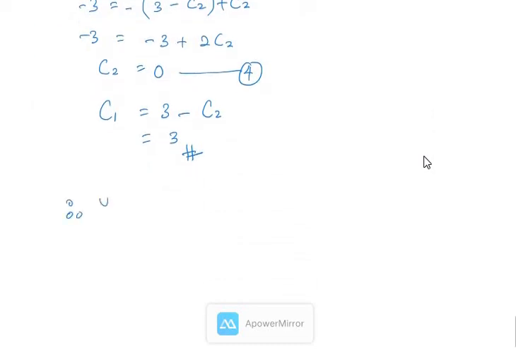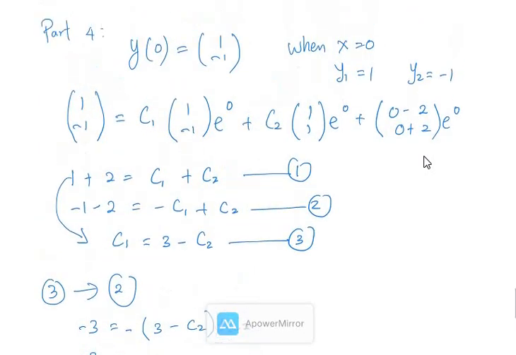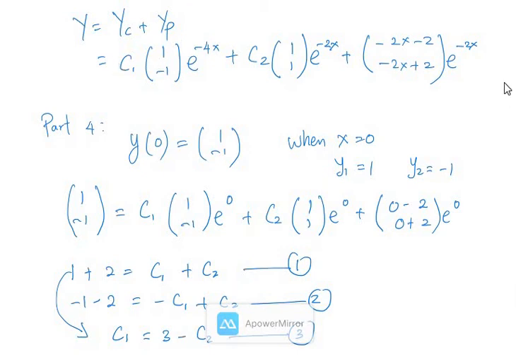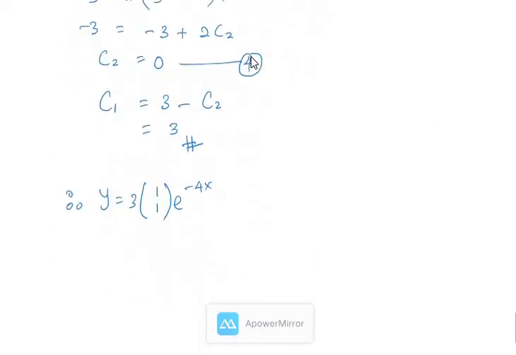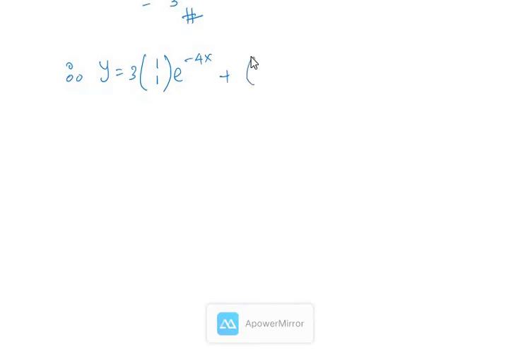So at the end, y equal to C1. C1 already has the answer, so I straight away write down the answer. C1 is 3. Then I will have the 1, 1, exponent negative 4x. So this one, you copy down from above. From the initial condition, you find out the answers for C1 and C2 and just substitute in. And then plus C2. C2 is 0, so nothing for C2. And the last part is negative 2x minus 2 and negative 2x plus 2, exponent negative 2x. Okay, that's all for this question. I hope you can understand.